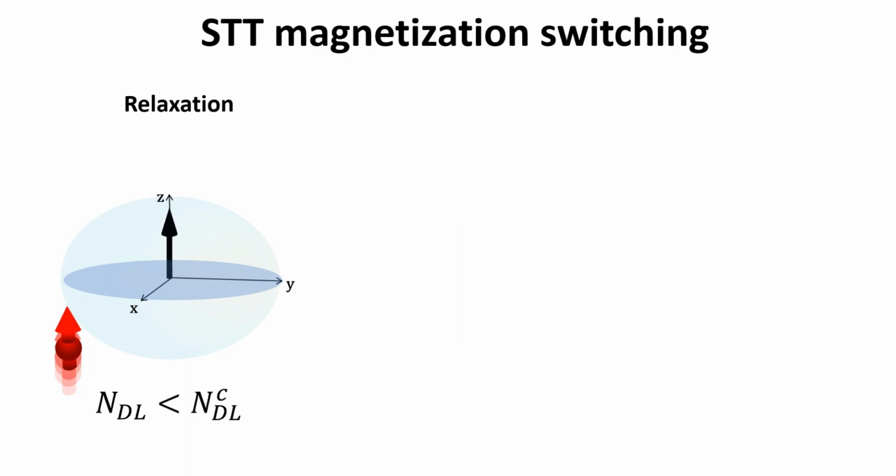This is the scenario where the energy dissipation due to intrinsic damping is stronger than the energy pumped into the magnet by the spin transfer torque. Let's now see what happens when we increase the magnitude of the spin transfer torque. This is achieved by increasing the spin current density being injected into the magnetic layer.